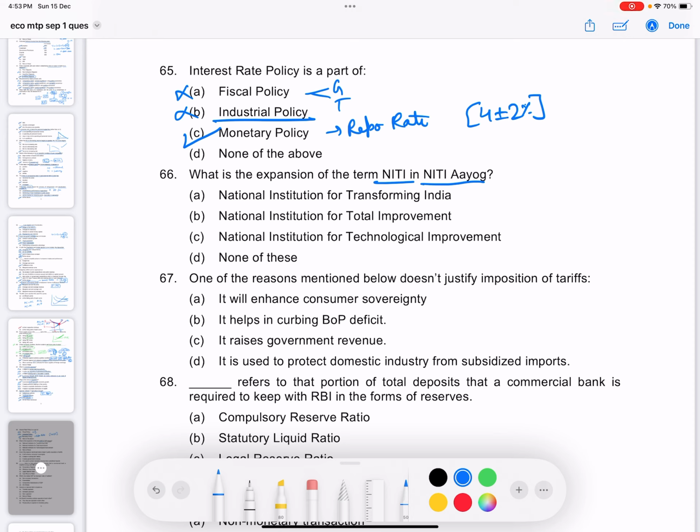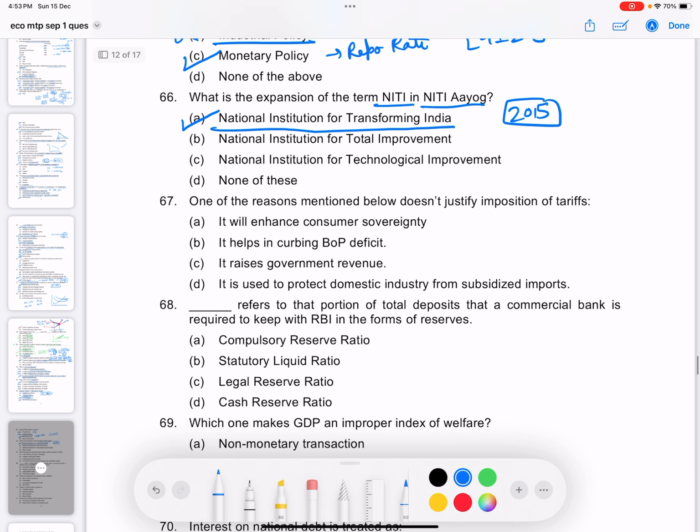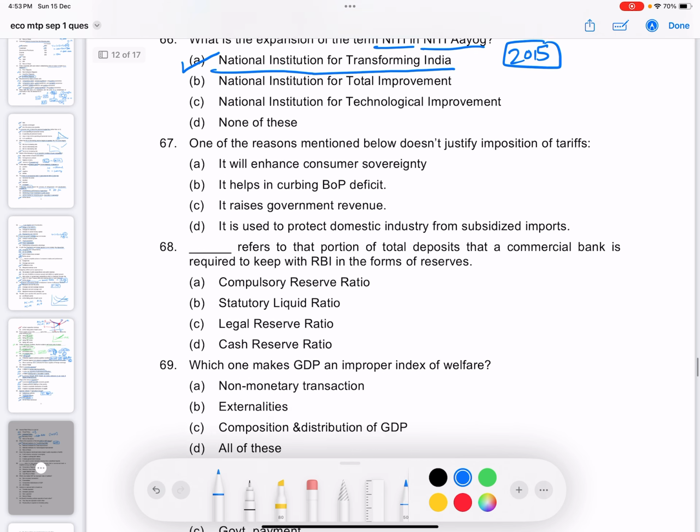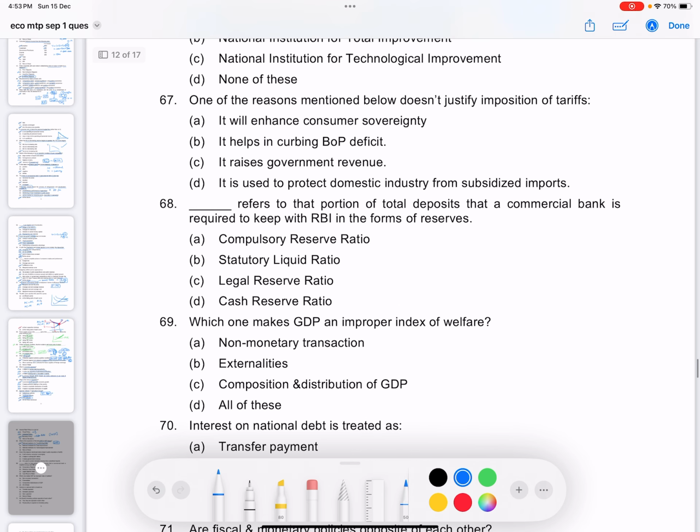तो ये सबको पता होना चाहिए, 2015 में जनवरी में आया था फर्स्ट। दिस इज नेशनल इंस्टीट्यूशन फॉर ट्रांसफॉर्मिंग इंडिया। ओके। One of the reasons mentioned below doesn't justify imposition of tariffs.